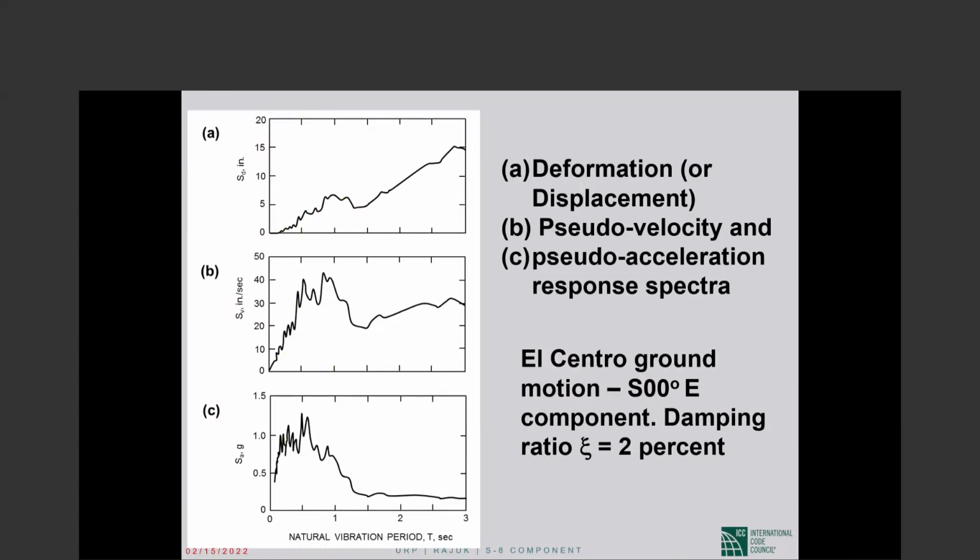I absolutely want to emphasize that as we went from one slide to the next, the damping didn't change. We remained at 2% of critical, and the ground motion didn't change. We are talking about the north-south component of the 1940 El Centro motion. Okay, so we have obtained for that ground motion and for 2% of critical damping the displacement spectrum, the pseudo velocity spectrum, and the pseudo acceleration spectrum.